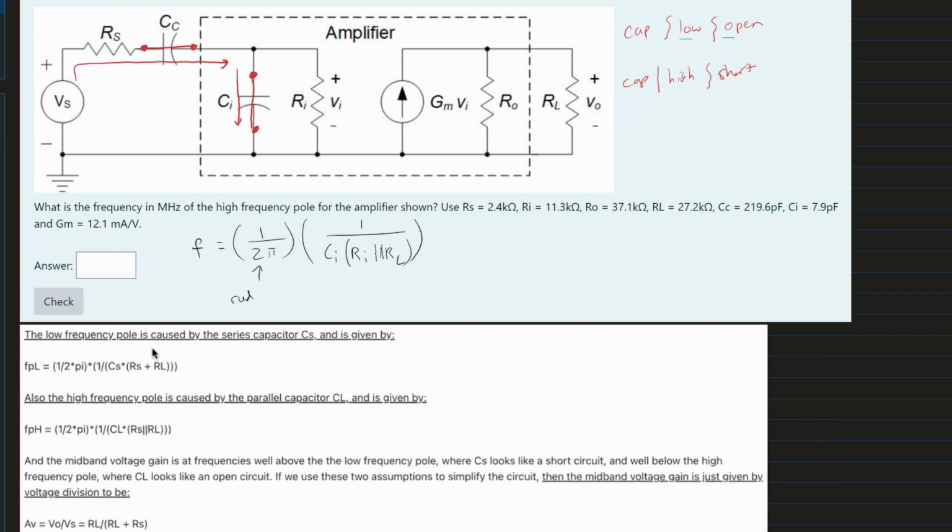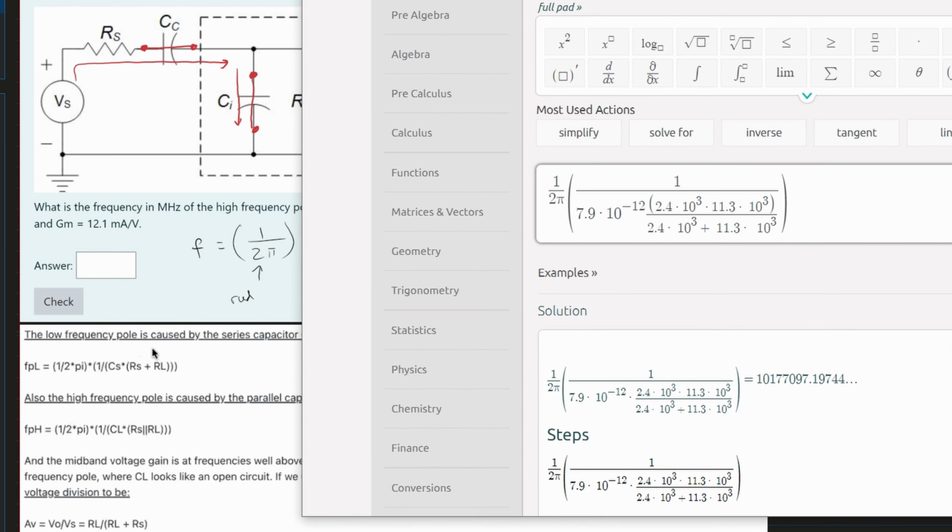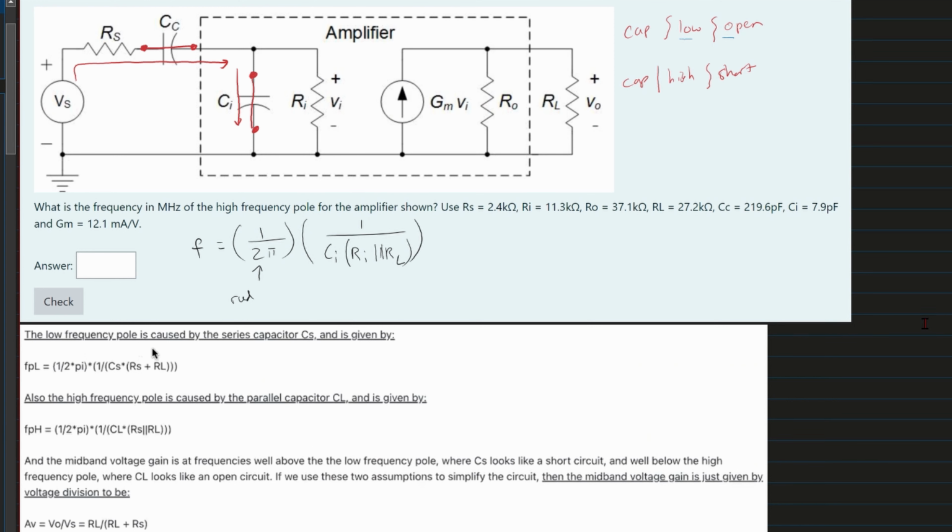And then we would just plug in our values. I did this in SymbolLab, just like this. With that, we get a pretty large number, about 101,77097, and then a decimal, and this is in hertz. Now we want this in megahertz, so we're going to convert this. We're going to do 1 mega over 10 to the 6, and move the decimal place 6 places to the left. That means our answer is approximately 10.1771, and that's the answer for our high frequency.